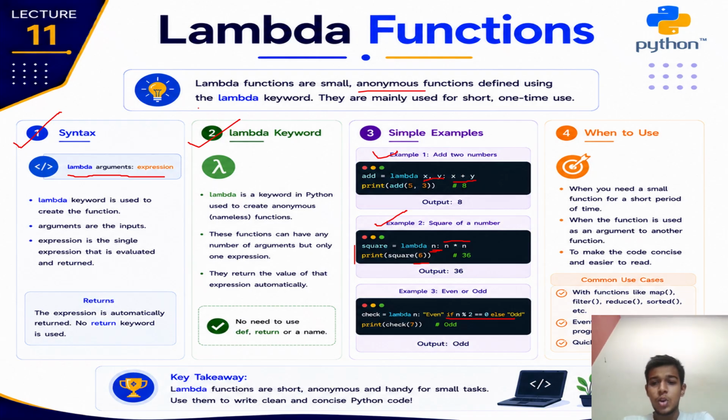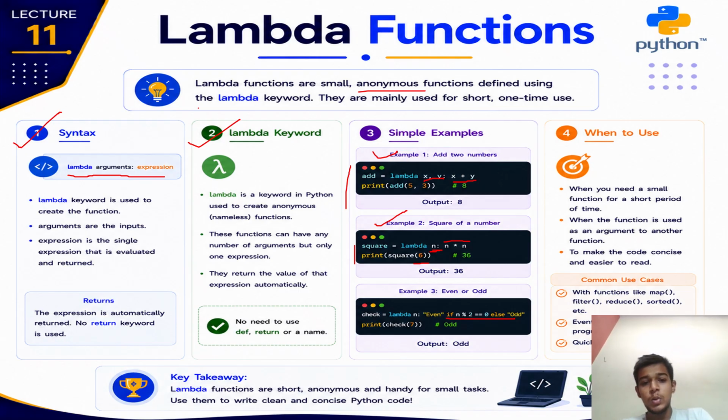So since 7 is not divisible by 2, the output is odd. These examples show how useful lambda functions are for writing short pieces of logic. If you have to write this code by a different method, you have to write in some more lines. But using lambda functions, you are writing this in only a few lines, one or two lines, not more than that.